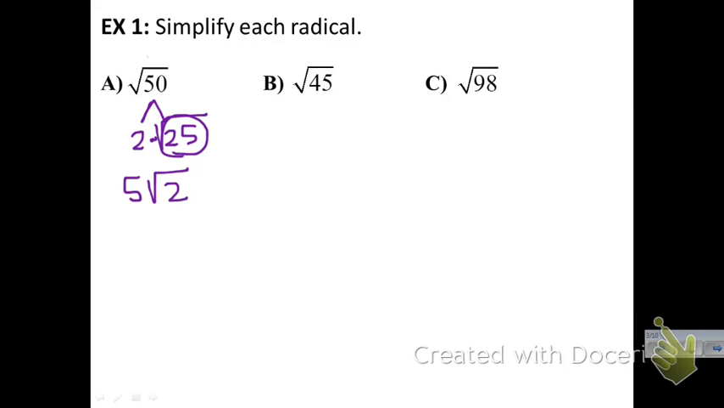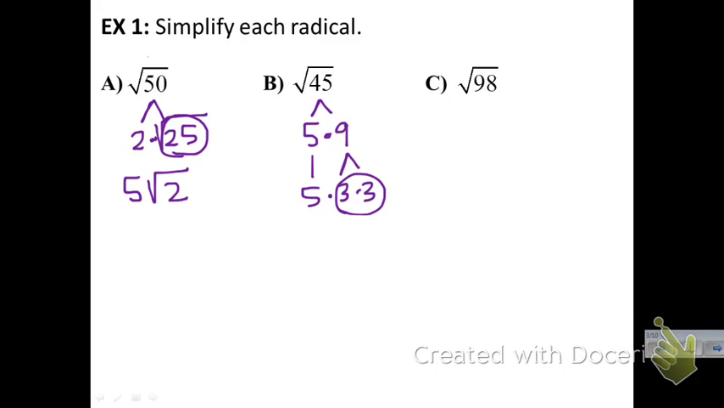So we go on to B. We have the square root of 45. We're going to break that down: 5 times 9. Now, if you recognize that 9 is a perfect square, then you can simplify that from there. If not, then we can break down 9 to its prime factorization. We have 3 and 3. And there you recognize that there are 2 3's.